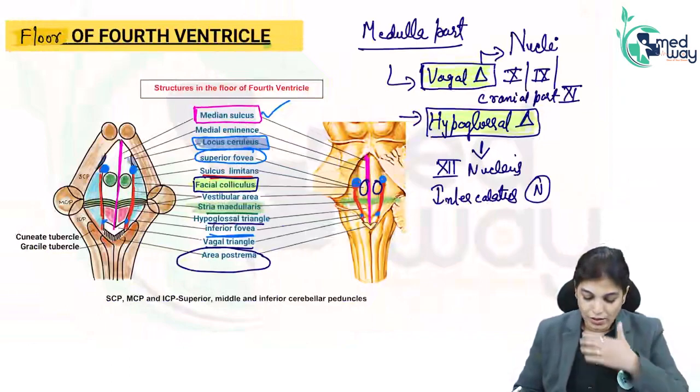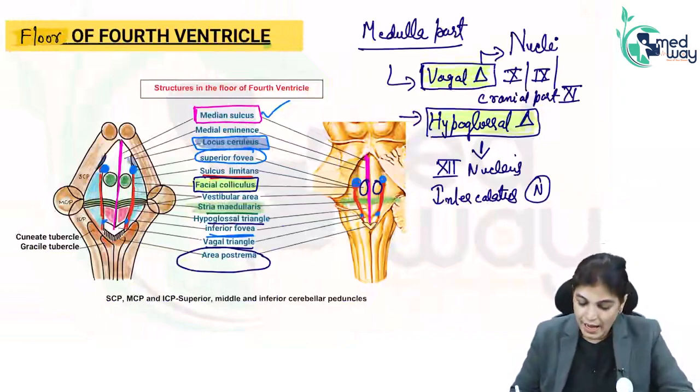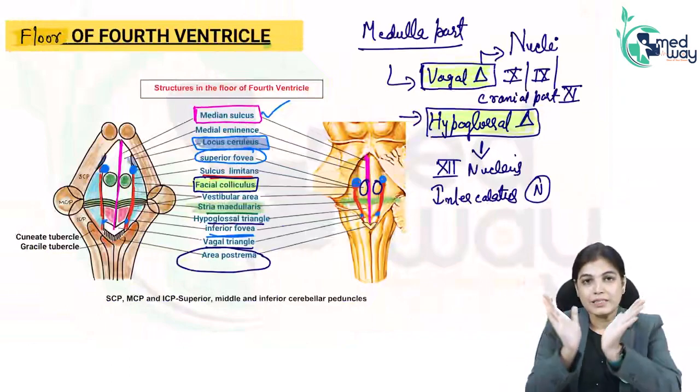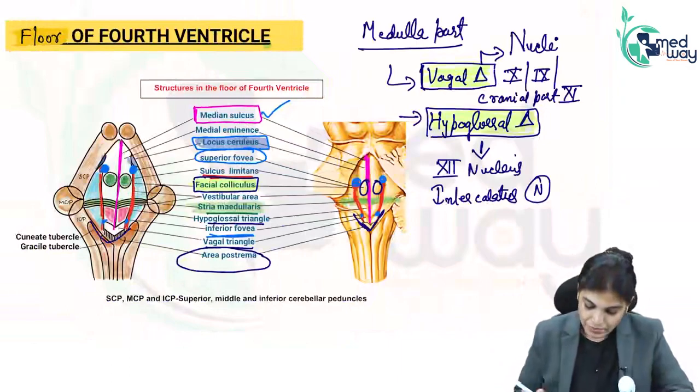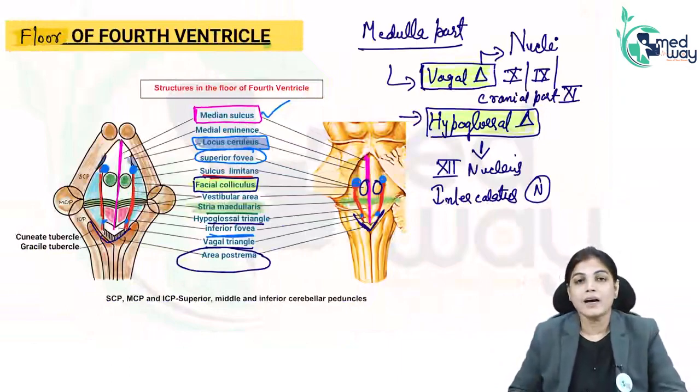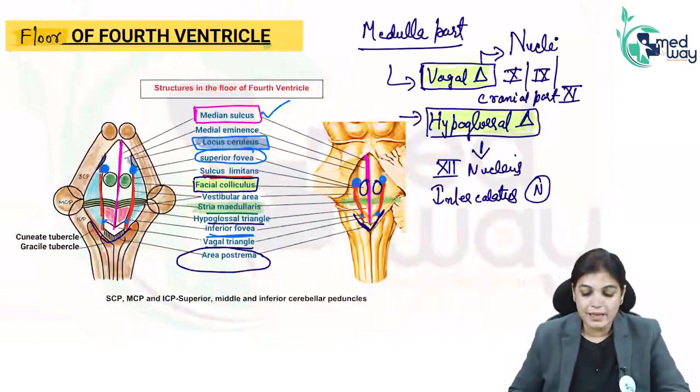And lower down we can also see the area postrema, and also infralaterally, if you see the lower part, this is joining in the lower aspect, and it has white fibers running, which will have the obex, which is called the obex.